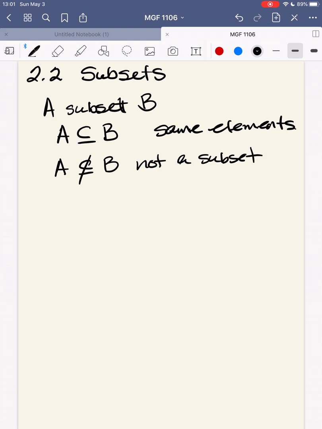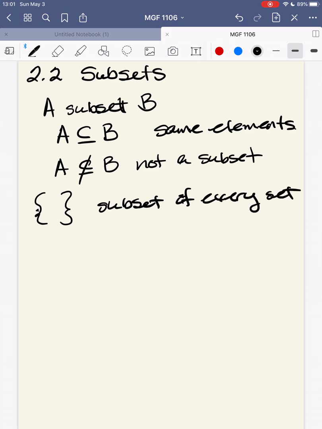The empty set, though, is a subset of every set. Okay, so that's the big thing you got to remember here, that the empty set is a subset of every single set. Let's go ahead and look at a couple of examples here. And I'm going to go ahead and do example 1.